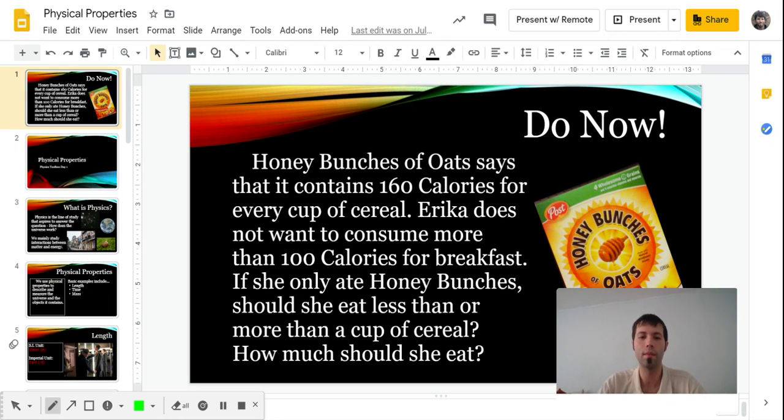So let's get started. Honey Bunches of Oats says that it contains 160 calories for every cup of cereal. Erica does not want to consume more than 100 calories for breakfast. If she only ate Honey Bunches, should she eat less than or more than a cup of cereal? And the challenge part of the question is how much should she eat? So I'm going to pause the video right there, and if you guys want to try, go ahead and take the time to pause it and figure it out on your own, and we'll be right back.